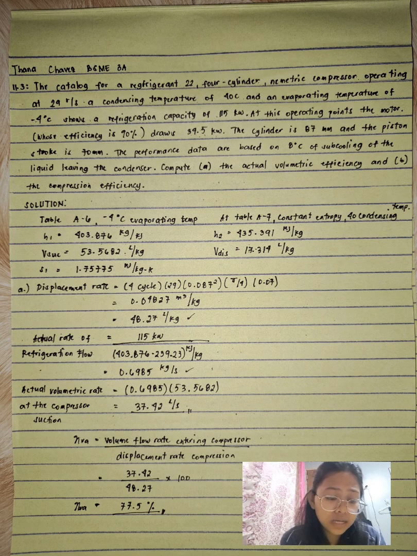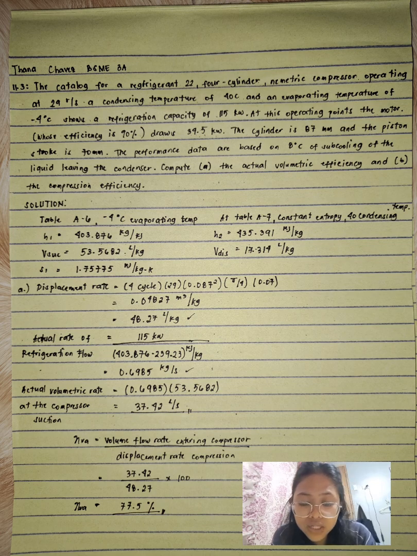So for the solution of our second problem, from table A-6 at -4 degrees Celsius evaporating temperature, H1 is equal to 403.876 kilojoule per kilogram. V suction is equal to 53.5682 liter per kilogram. S1 is equal to 1.75775 kilojoule per kilogram K.